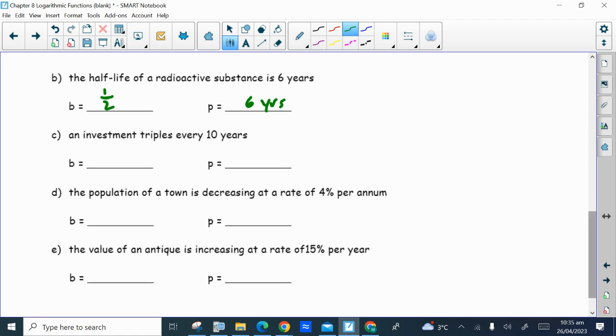If an investment triples every 10 years, B, our base, would be 10, and our growth period would be every 10 years that is happening.